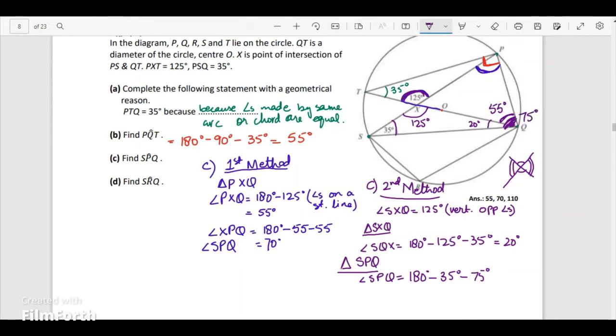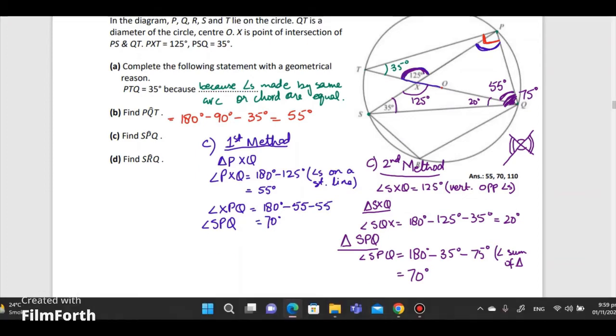And the property I'm using is angle sum of triangle. So what do I get? 180 minus 35 minus 75. I get 70 degrees again. So these are two different ways of finding angle SPQ. You may use whatever you think is easier to understand.